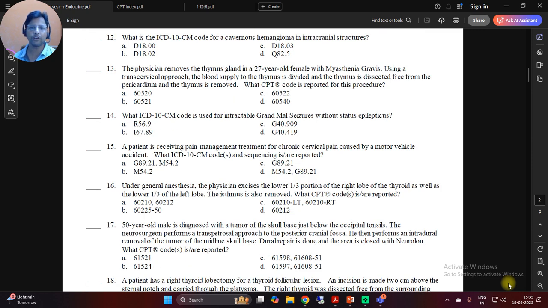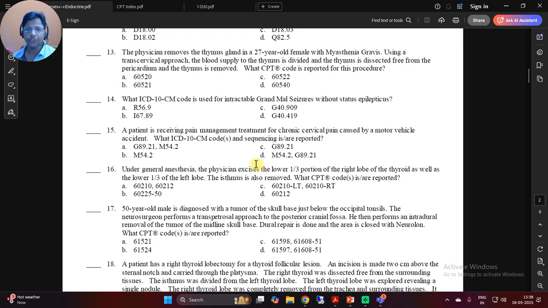Next one, 14th one. What ICD-10-CM code is used for intractable grand mal seizures without status epilepticus, using epilepsy generalized as specified? Here your answer is G40.419. So we will see the last question for this weekend.